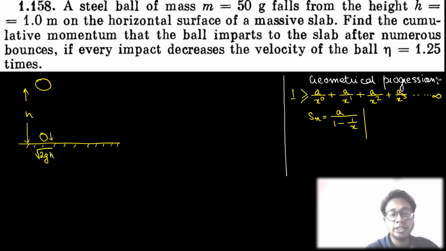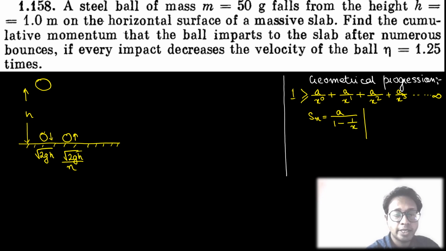If you apply v square is equal to u square plus 2as, you get the velocity while coming down equal to under root 2gh. Then again it will go up. After bouncing, it will go up with how much velocity? Under root of 2gh by n, because the velocity reduces by n times.